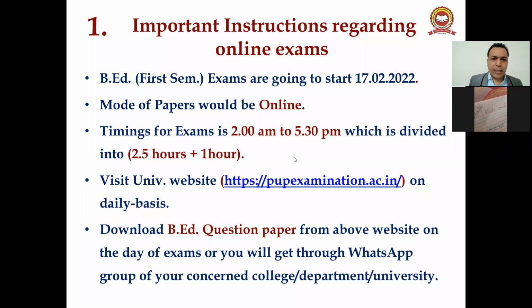So first, B.Ed first semester exams are going to start on the 17th. Clear to all of you? Okay, done. Second, mode of paper is online. Number 3, timing for the exam is 2 to 5:30, which is divided into 2.5 hours and 1 hour. Means first is 2 to 4:30, second is 4:30 to 5:30. What we have to do, in the last slide we will discuss. Means 2 to 4:30 you have to write your paper, and 4:30 to 5:30 you have to scan, make a PDF and send it according to your respective college or department or university email ID, right, guys?